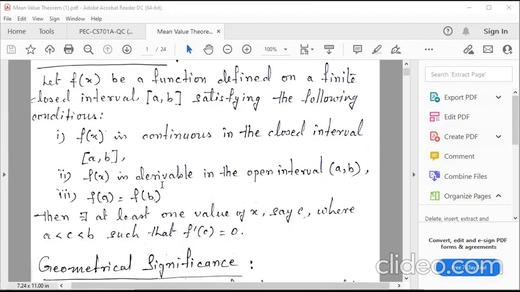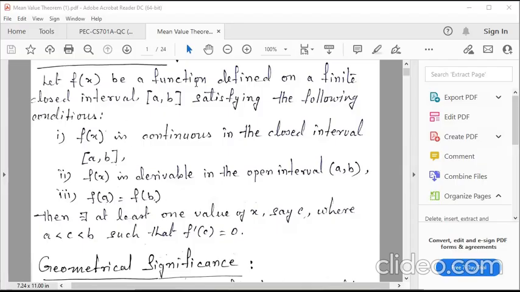If these conditions hold, then there exists at least one value, say c, somewhere inside a and b, such that f'(c) must be equal to 0. That means the derivative of the given function f(x) at this point c must be equal to 0. But first of all, we need to check whether it satisfies all these conditions or not. This is all about the statement of Rolle's theorem.